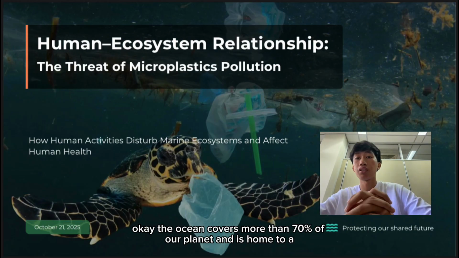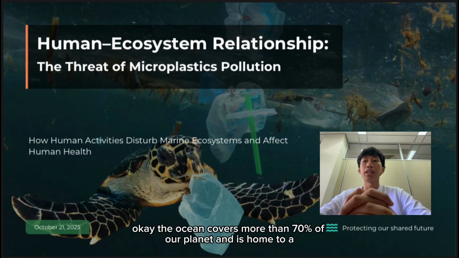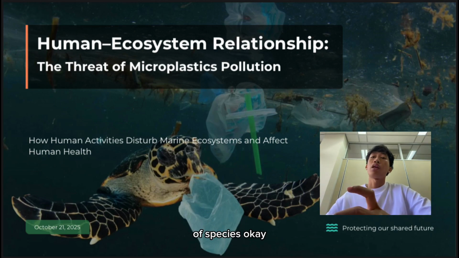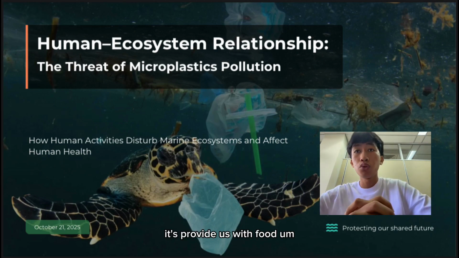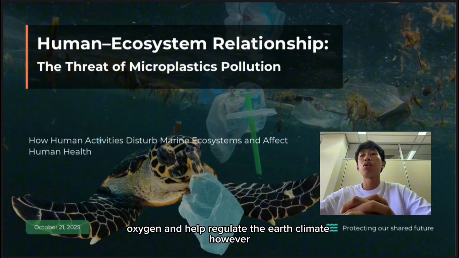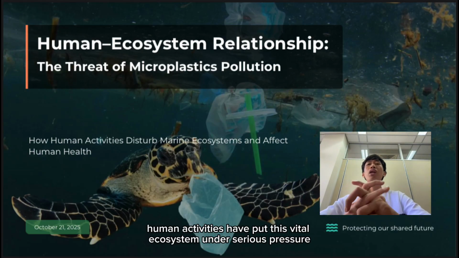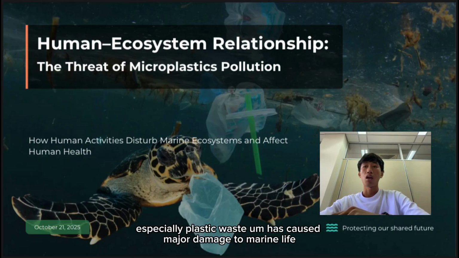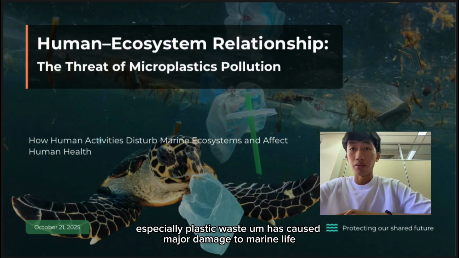The ocean covers more than 70% of our planet and is home to many species. It provides us with food, oxygen, and helps regulate the Earth's climate. However, over the years, human activities have put this vital ecosystem under serious pressure. Pollution from industry, agriculture, and especially plastic waste has caused major damage to marine life.